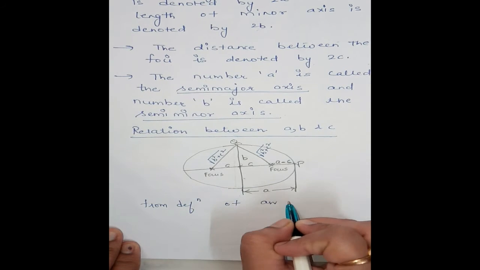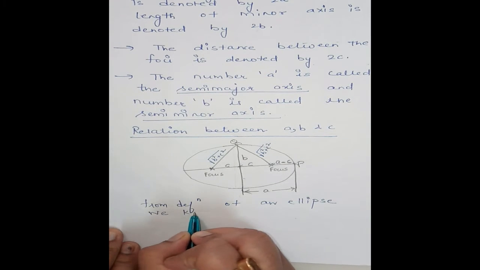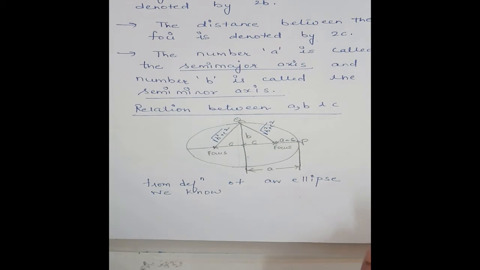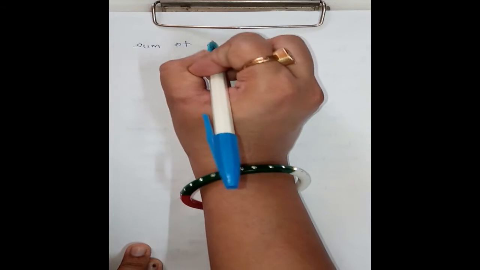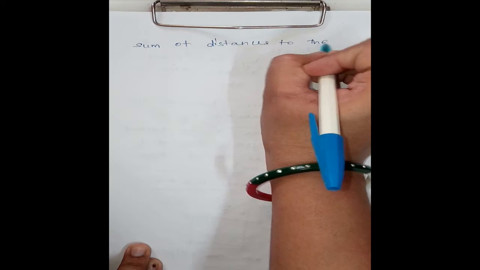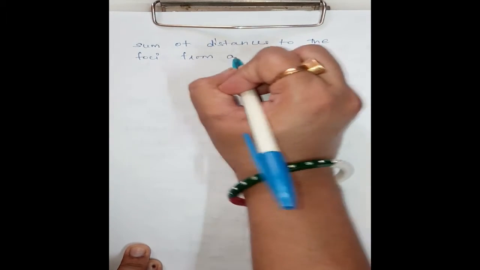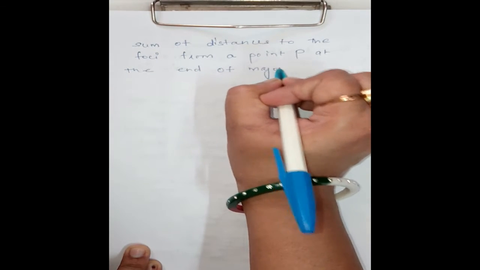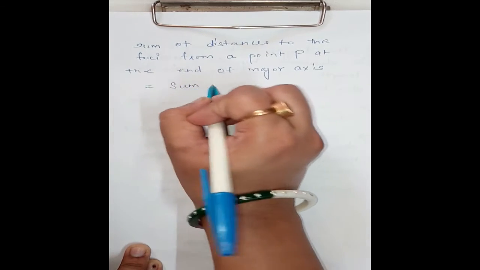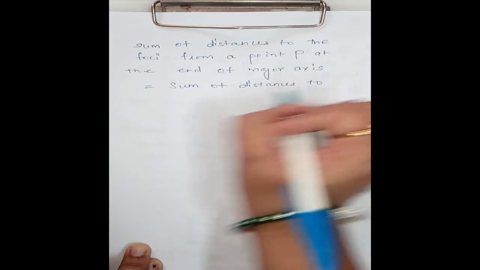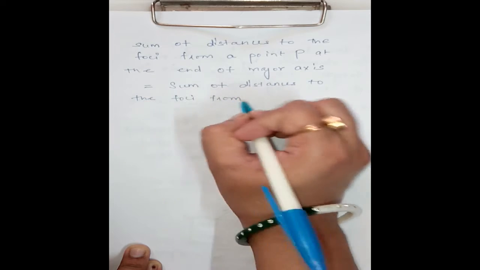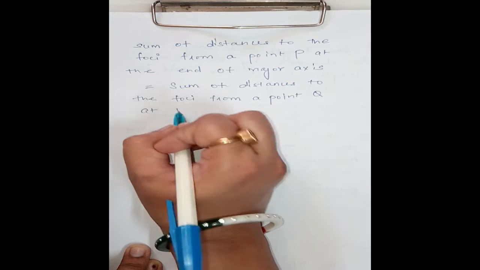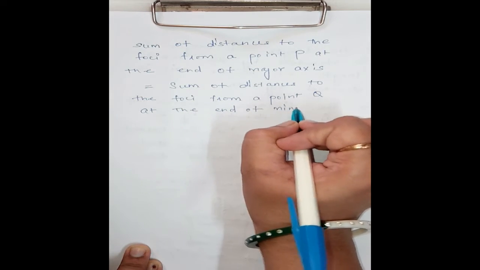Let us write this from the definition of an ellipse. We know the sum of distances to the foci from a point P at the end of the major axis is the same as the sum of distances to the foci from a point Q at the end of the minor axis.